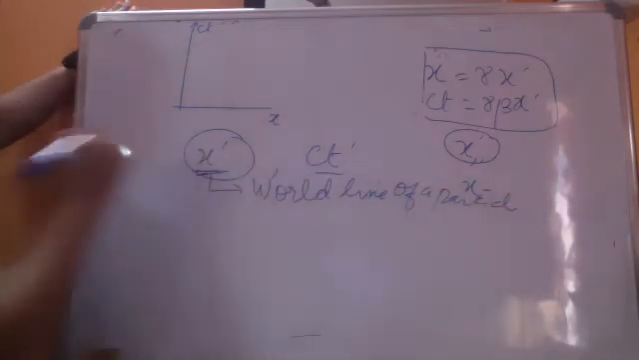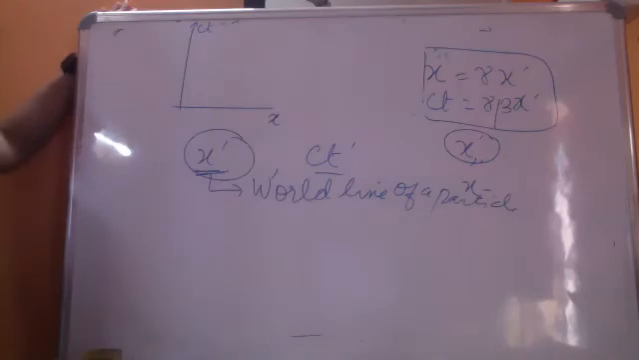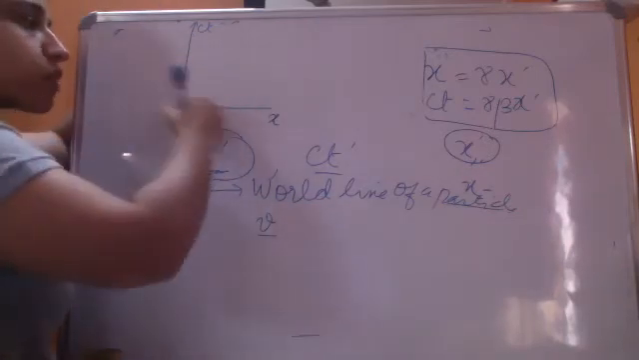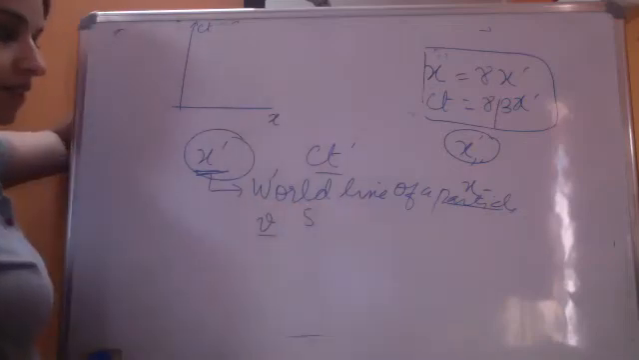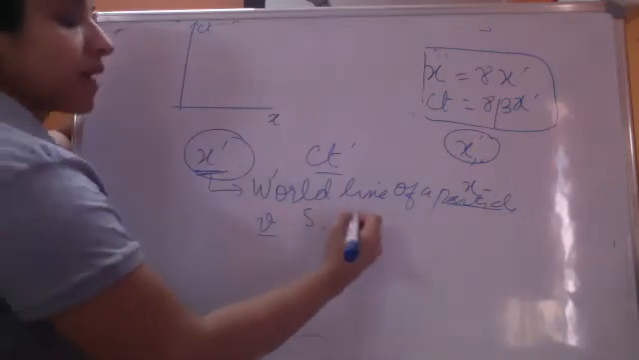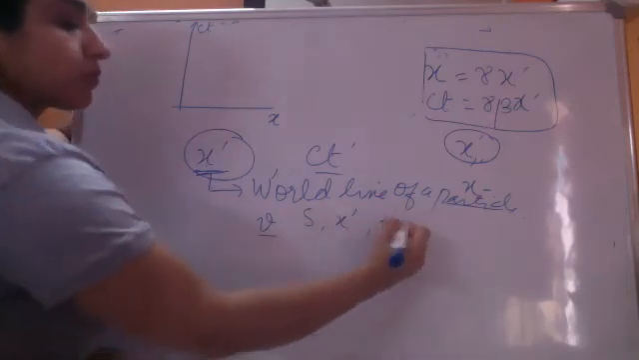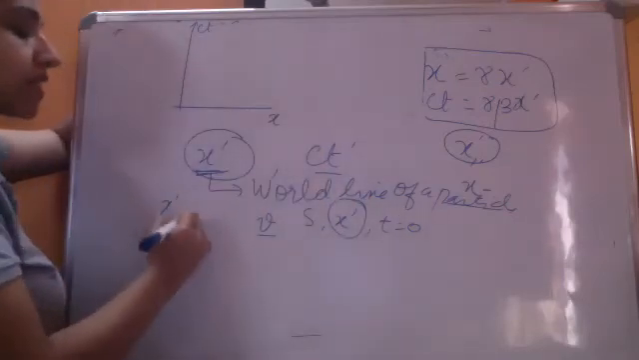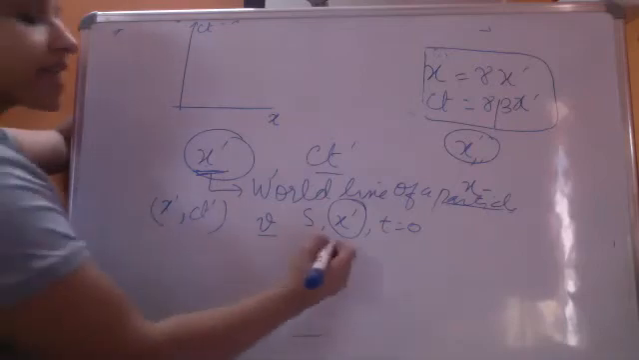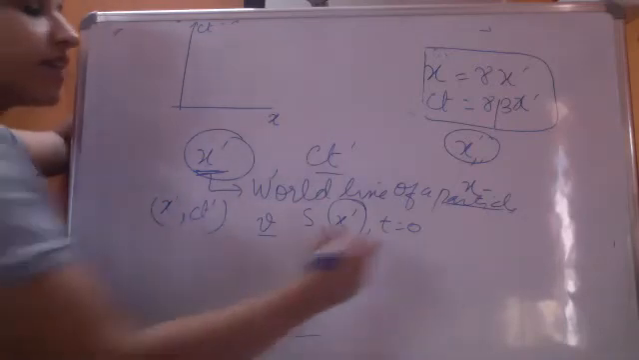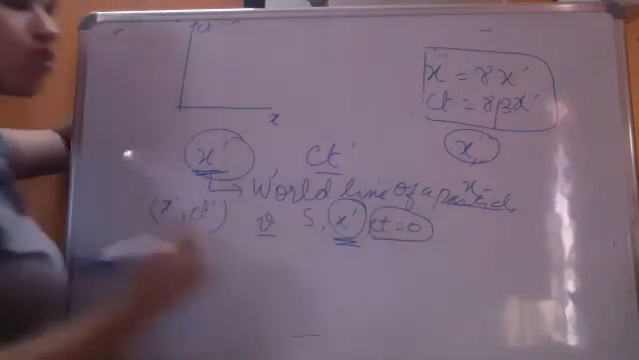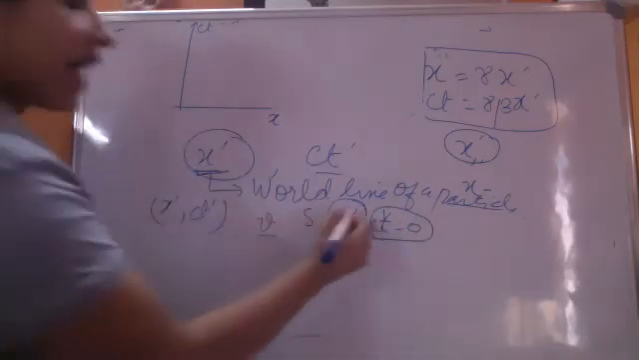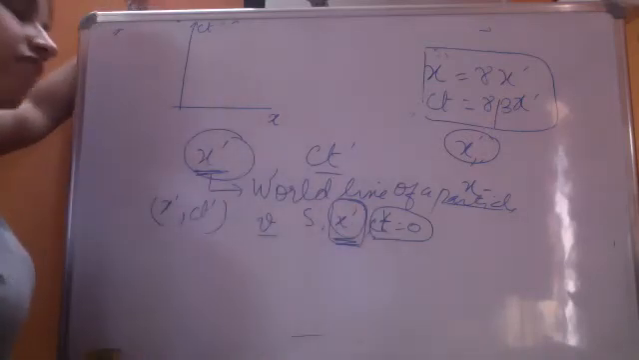Now, what kind of a world line would this be? This is a world line. So if I have this particle, which is moving with velocity v with respect to my S frame of reference, and has some coordinate x prime at time t equal to 0. The x prime axis, with respect to the x prime and ct prime coordinate system, is represented by ct prime equal to 0 always, right? And x prime is represented as, let's say, the world line of this particle.